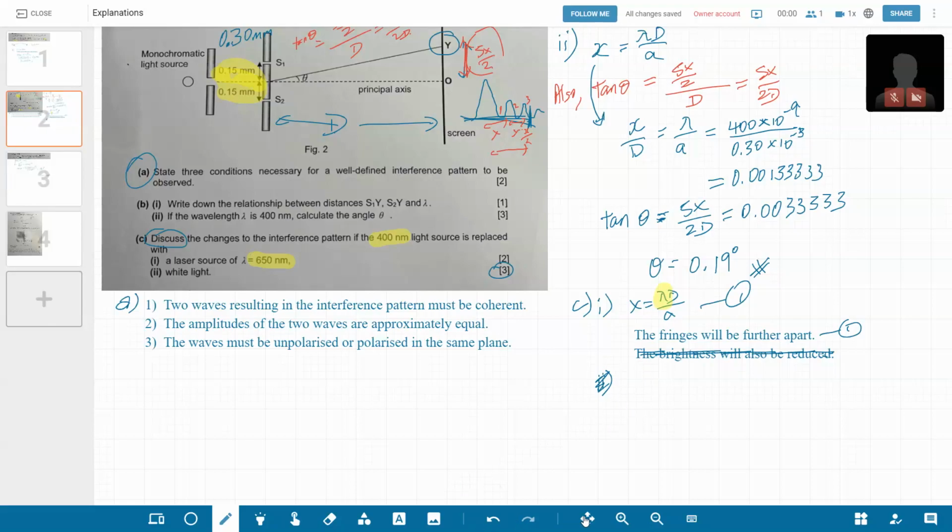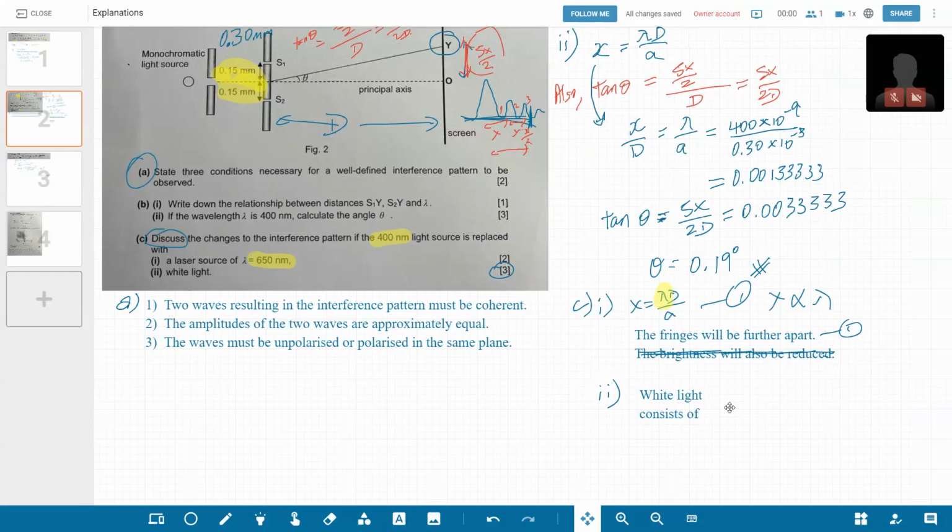Okay, we need to give the reasons why. Okay, so since x is proportional to lambda, you probably use that as the first one. X proportional to lambda, therefore the fringes will be further apart. Okay, so we reduce one. Okay, so the next one, okay, let me just put it here. So white light, so we need to explain for white light as well. Okay, so we can say that white light consists of a range of frequencies.